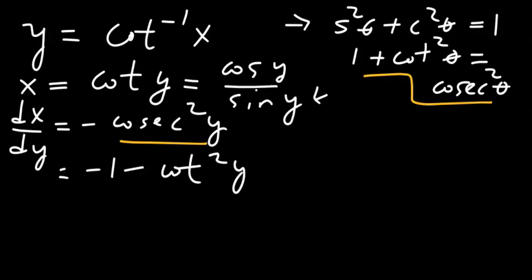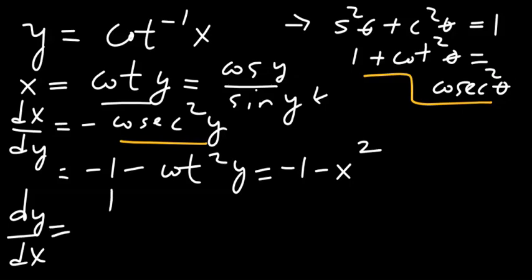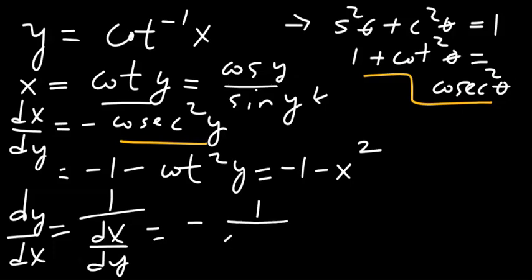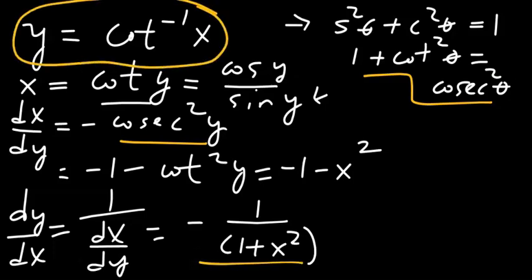Now we know what is cotangent y in terms of x. That is quite simply x, so minus 1 minus x squared. So dy dx, which is 1 over dx dy, is quite simply minus 1 over 1 plus x squared. And that's the result of differentiating y in terms of x when y is defined by inverse cotangent of x.